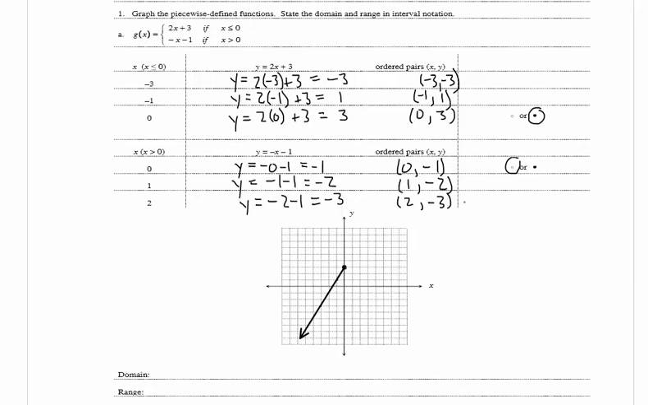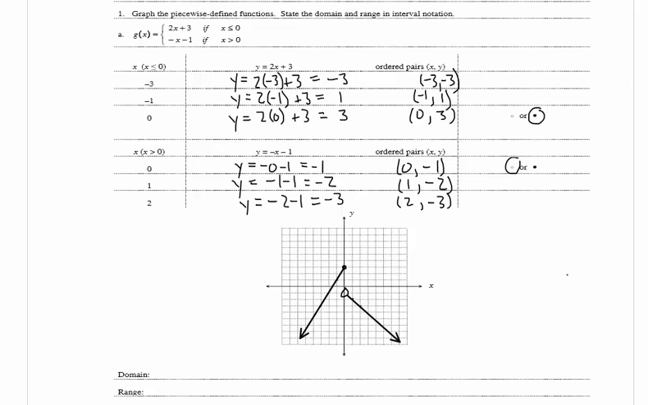And now we're going to plot the ordered pairs for the piece of the function represented by negative x minus 1. So we have 0, negative 1, and we're going to put an open circle at 0 because 0 was not part of the domain. So we're going to go to 0, negative 1, and put an open circle. And now I'm going to plot 1, negative 2, and 2, negative 3. And now I'm going to draw my line.